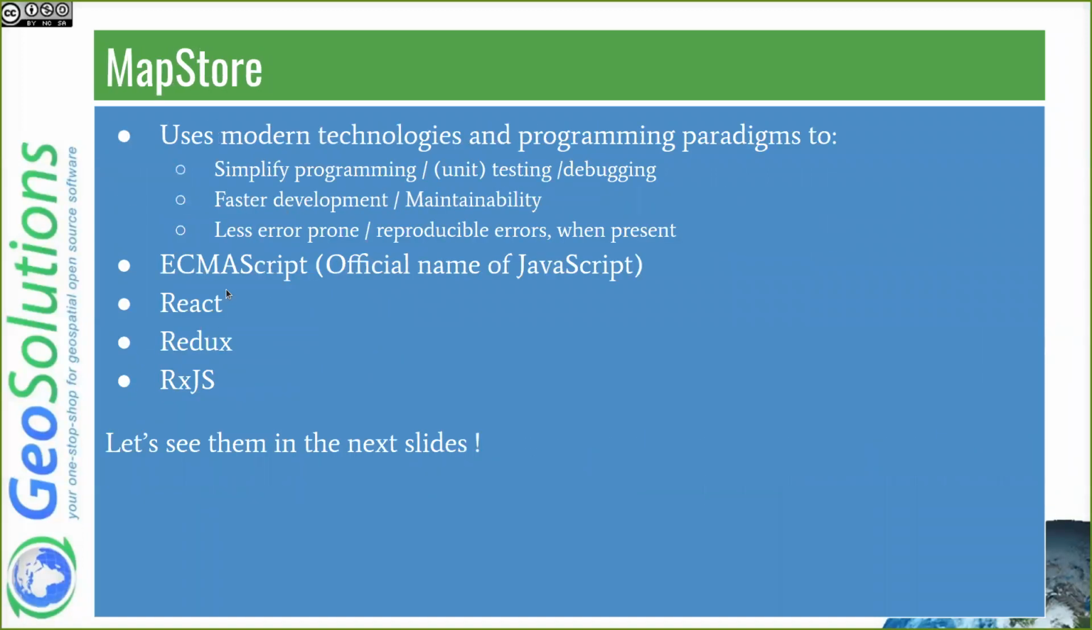So as I said, we had ECMAScript. We have React, that is the view part. We had Redux, that is the state manager, and we have RxJS, that is another library often used in MapStore. You are not forced to use RxJS in order to use MapStore for simple things, so you can avoid it. It's useful if you need to do complex asynchronous data flows or something like that. We will see it later.